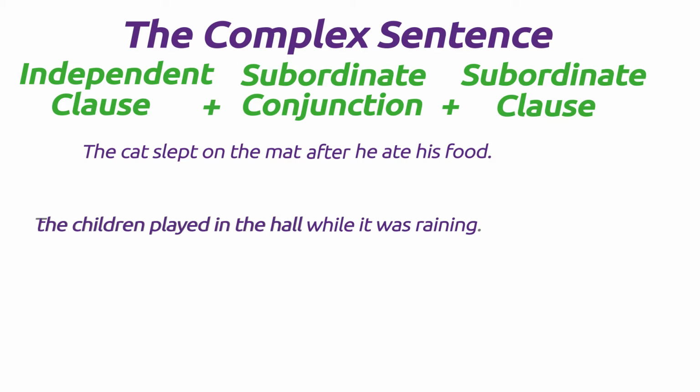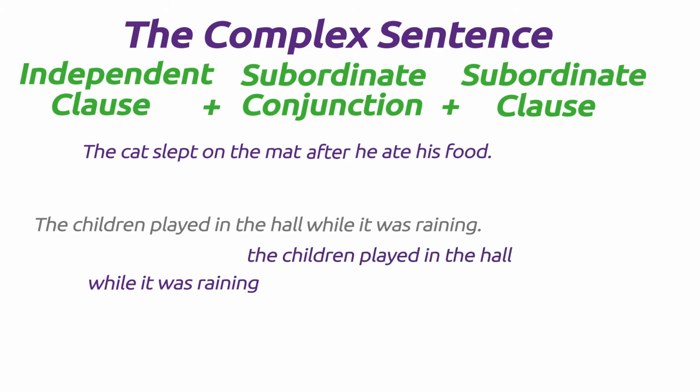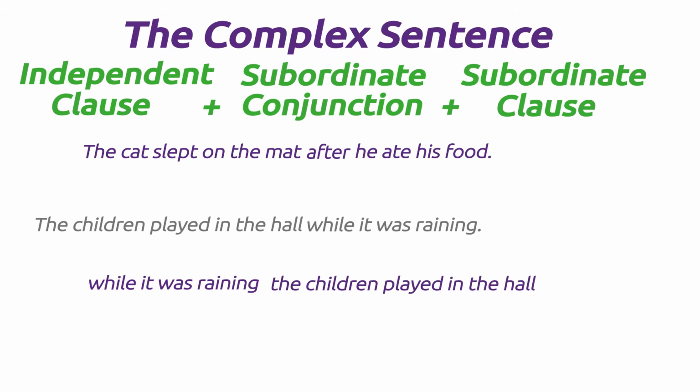It's worth noting that it is possible to put the subordinate clause first in a complex sentence, like this. While it was raining, the children played in the hall. Note that a comma is placed after the subordinate clause to keep the significance of the independent clause correct and to make sure your punctuation is right for the sentence.